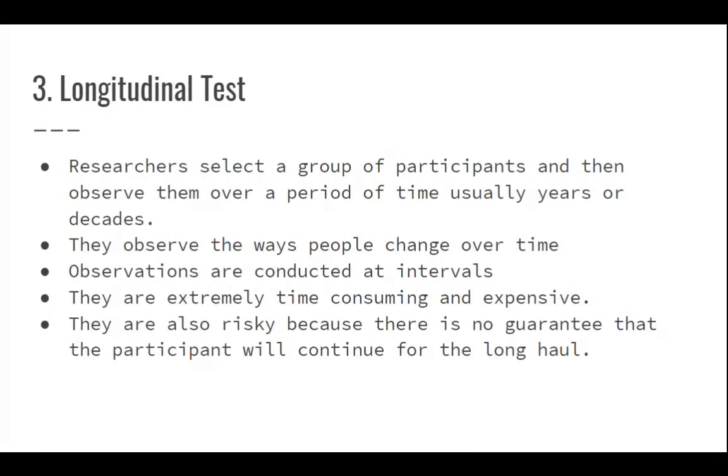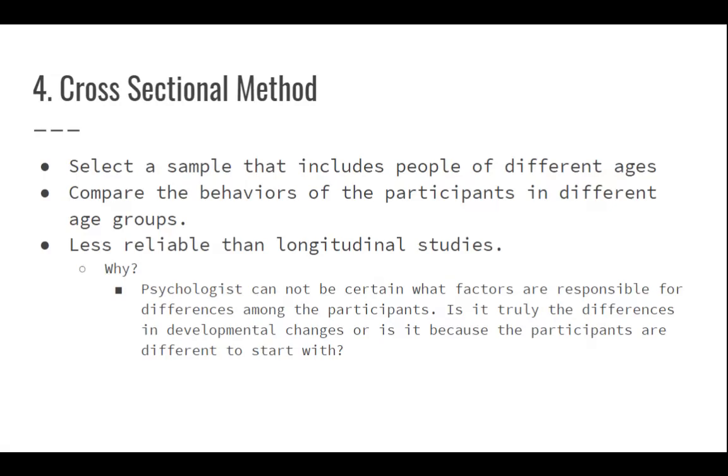Another method of testing or observation is longitudinal test. Researchers select a group of participants and then they observe them over a period of time, usually years to decades. They observe the way people change over time, and these observations are conducted at intervals throughout the years or decades. They are extremely time consuming and extremely expensive. And they're also risky because there's no guarantee that the participant will continue for the long haul, that they'll stay in the study for decades at a time.